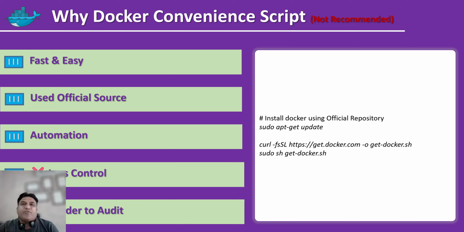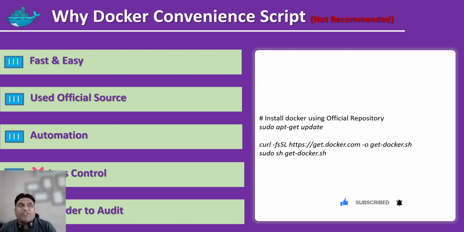On the right side, you can see you can get the latest update for your packages, and make sure you always use the updated packages. And then you have to download the get-docker.sh file from the official source, and then you can simply run the bash file or shell script on your machine.